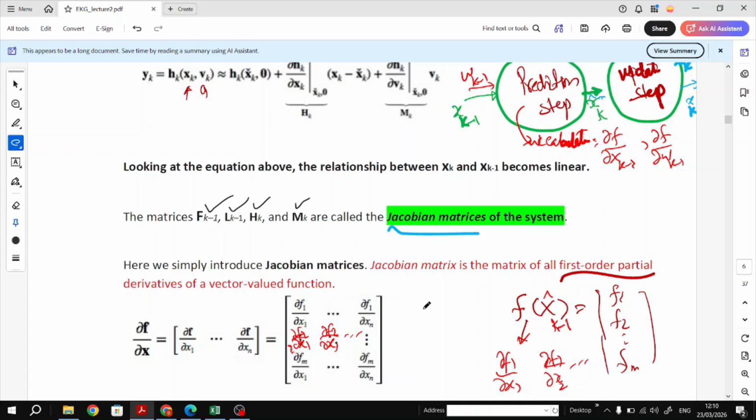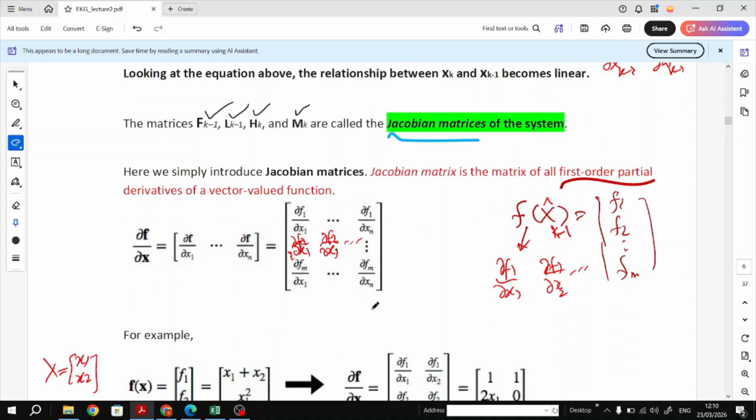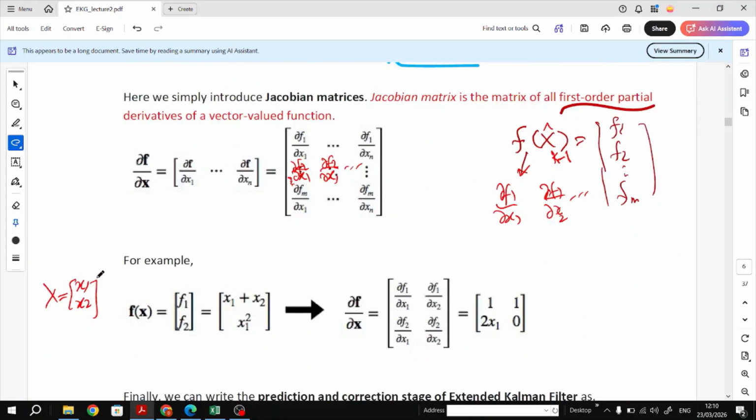Let's have a look at an example. We have vector x, which has two components, x1 and x2, two state components, and we have a vector valued function f of x, which has, let's say, these two functions: x1 plus x2 and x1 square.